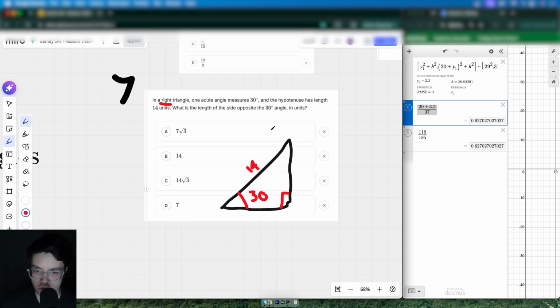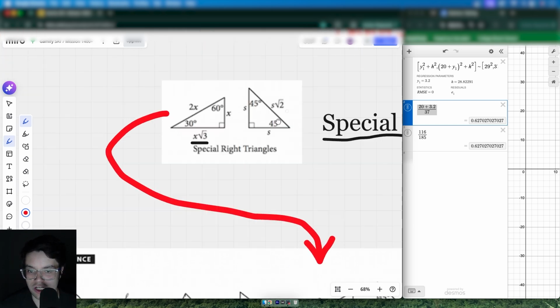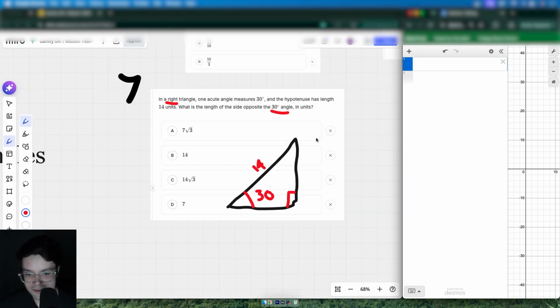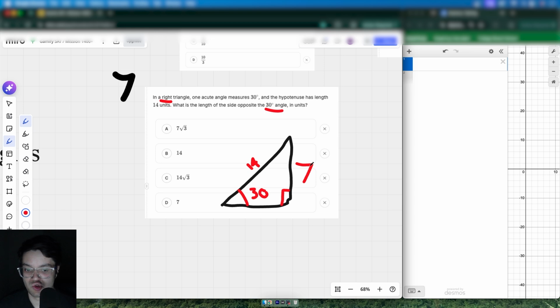Okay, so then we know everything else we need to know. The length of the side opposite the 30-degree angle: if we go back to what a 30-60-90 triangle looks like, the thing opposite the 30-degree angle must be x, and then the hypotenuse must be 2 multiplied by x. So what this means is that this must be 7, because we have 14 here, and this would be 2 times 7, so 14. Therefore, the side opposite would be D, 7.